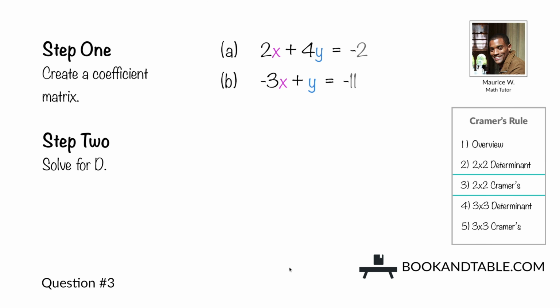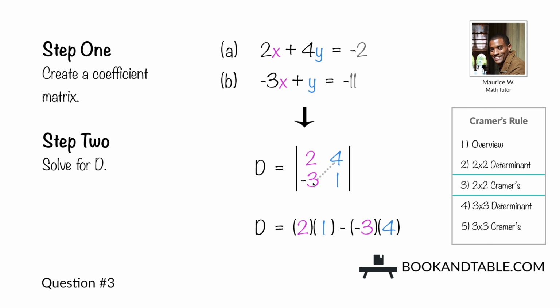Let's now have a look at question number 3. Step 1, create a coefficient matrix. The first column will have the coefficients of our x terms, 2 and negative 3. The second column will have the coefficients of the y terms, 4 and positive 1. Now that we have our 2 by 2 coefficient matrix, we can solve for d. We want to multiply 2 times 1, and then subtract the product of negative 3 times 4.